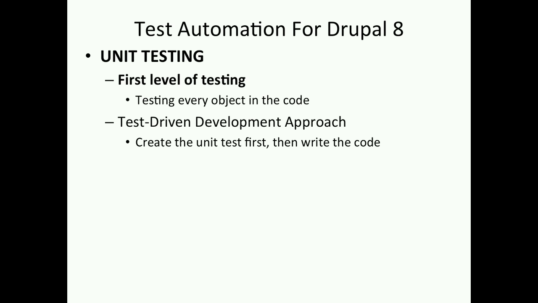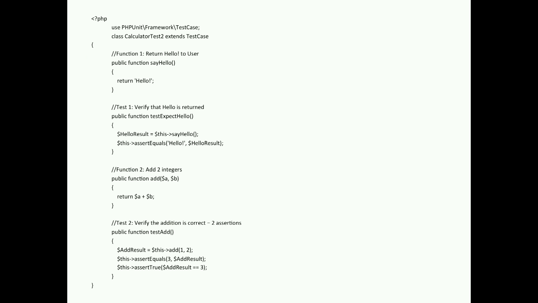Okay, this may not be new to anybody, but you have to start with unit testing, the first level of testing. Theoretically, you test every object in the code. Test-driven development means you create the tests first, the unit tests are run first, and then the code is written.